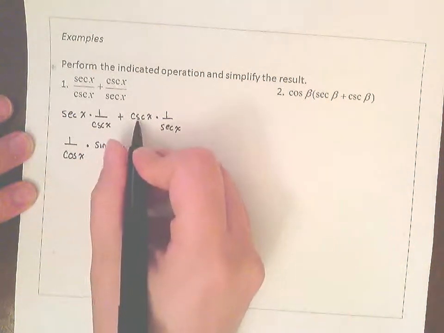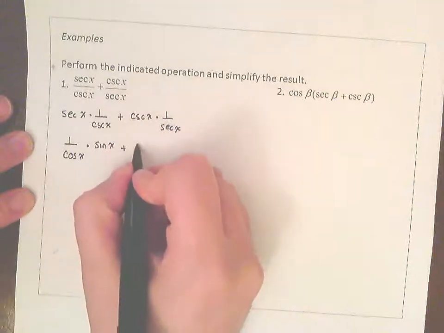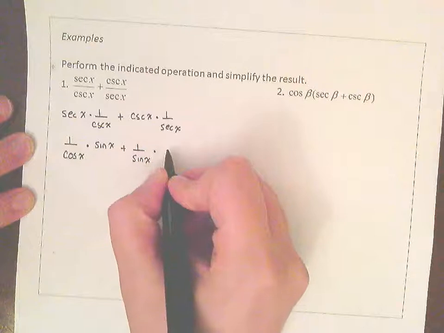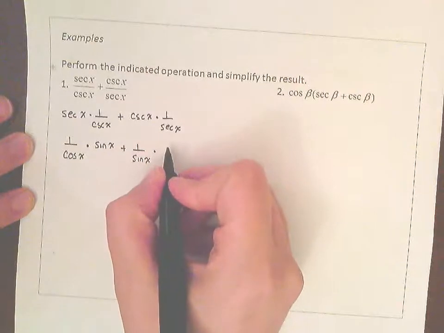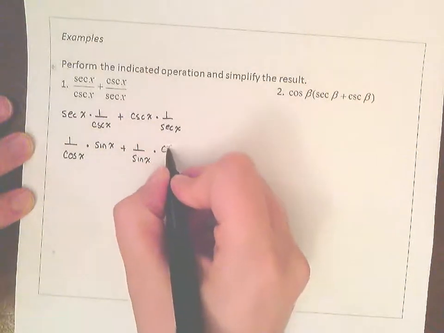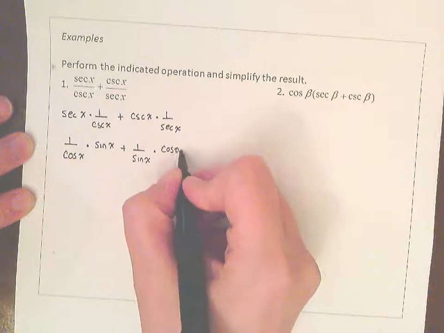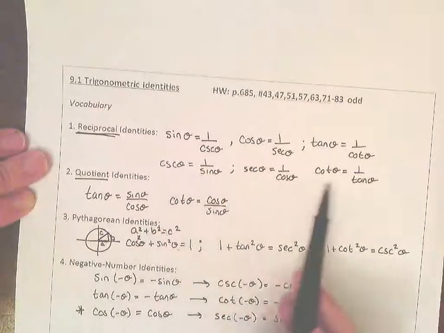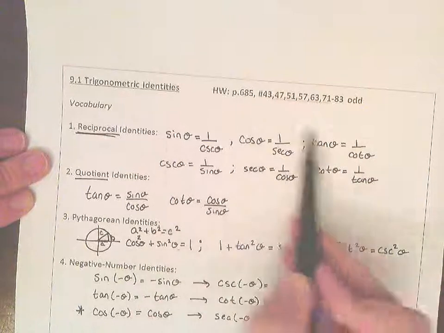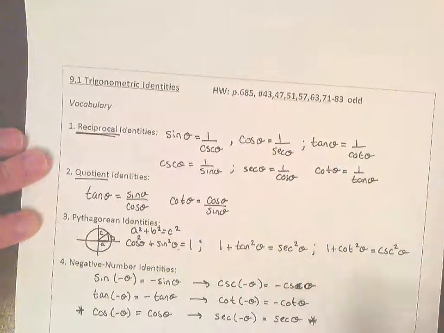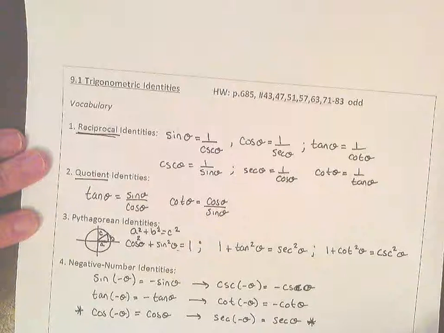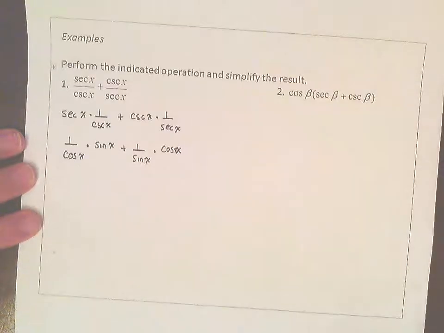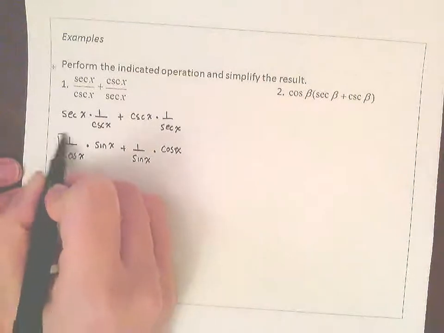And the same thing goes here. Cosecant of x is equal to 1 over sine of x. And 1 over secant of x is equal to cosine of x. Alright? So all I did was I used my trig identities. I just rewrote whatever I had using this. Your goal is to always get things down to kind of sine and cosine, because those are going to be the easiest to simplify.